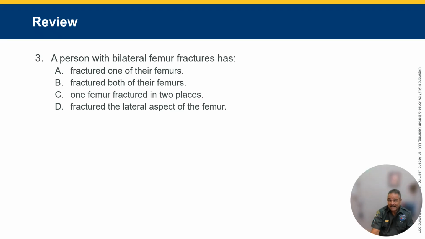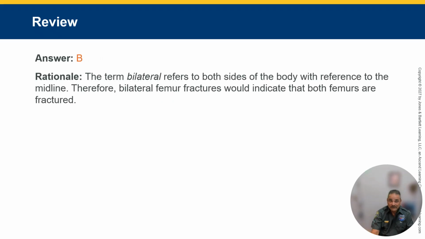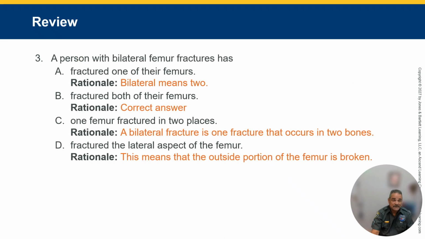A person with bilateral, what does bilateral mean? Femur fracture has, there you go. B, fractures of both femurs. That's bad. Takes a lot of energy to do that. Here's your rationale.